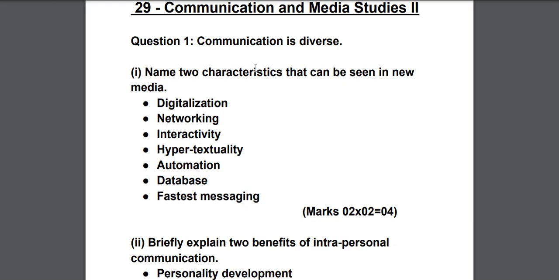Name 2 characteristics that can be seen in new media. So here it says 2 characteristics, right? So you have to select 2 among them and write them. So directly you can gain 2 times 2, 4 marks for this kind of question. Here you don't need a description, no need to explain, you have to write that directly.